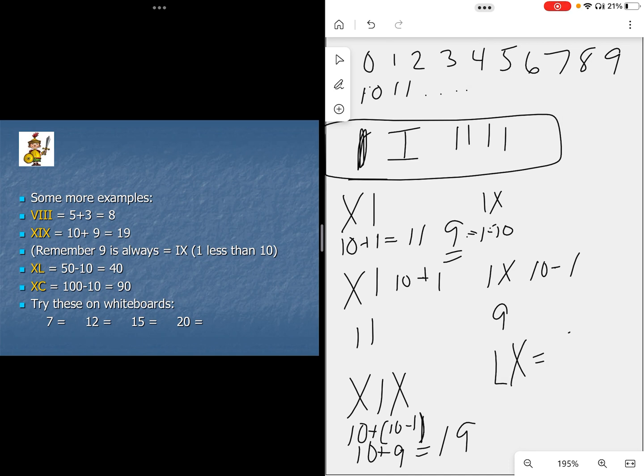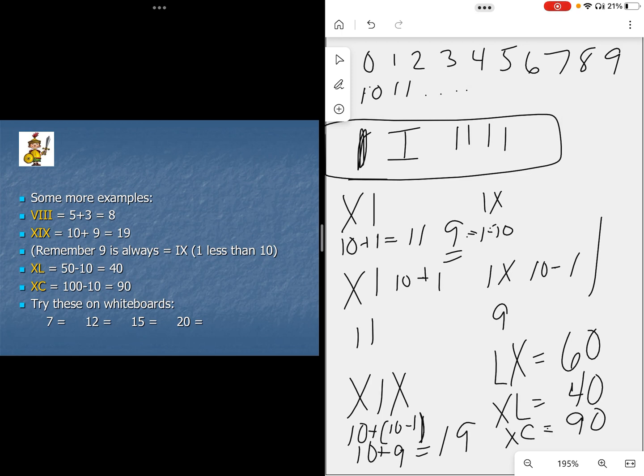LX is going to equal 60, but XL, extra large, man, is only 40. Okay. And XC is going to equal 90.